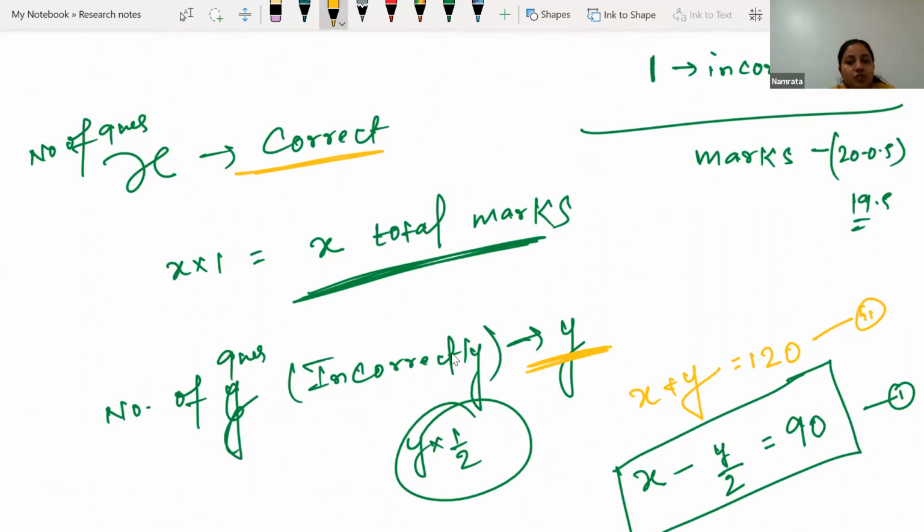Now we got equation 1, we got equation 2. Now our job is to solve these two equations to get the value of x and y. Can you please solve these two equations and tell me what is the value of x and what is the value of y? Yes, ma'am. Please solve it.